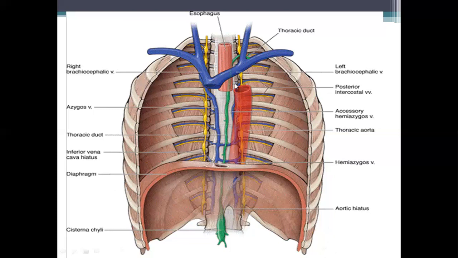Okay, so its course is, it enters the thorax via the aortic opening. It passes over the vertebral bodies on the left side, and then on reaching the T4 or T5, it enters the superior mediastinum from the posterior mediastinum. And then at the root of the neck at the level of C7, it arches laterally and then ends in between the left subclavian and left internal jugular vein.